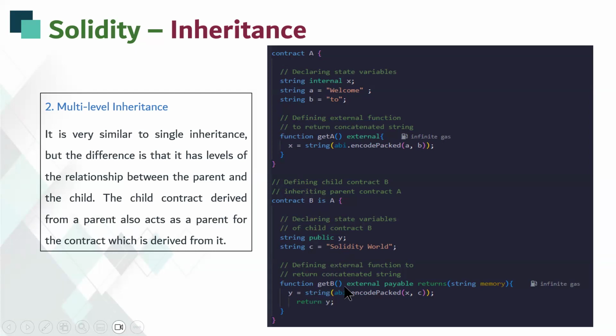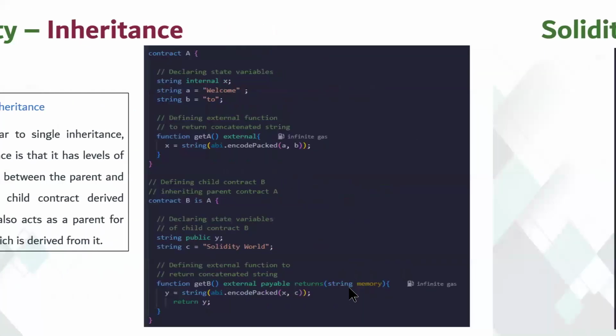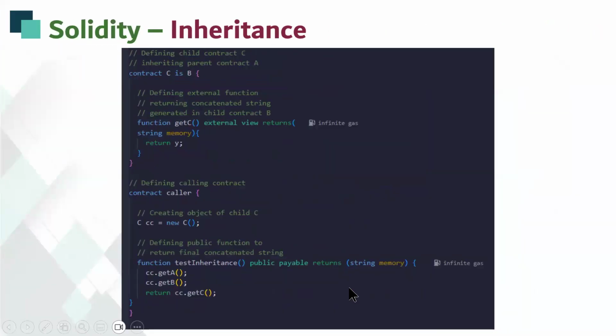The getB function is defined as an external payable function. It concatenates the value of X inherited from A and the C, and assigns the result to the Y variable. Now the contract C is defined as a child contract that inherits from the B contract. We write it like this: "is", then the parent class, here B.